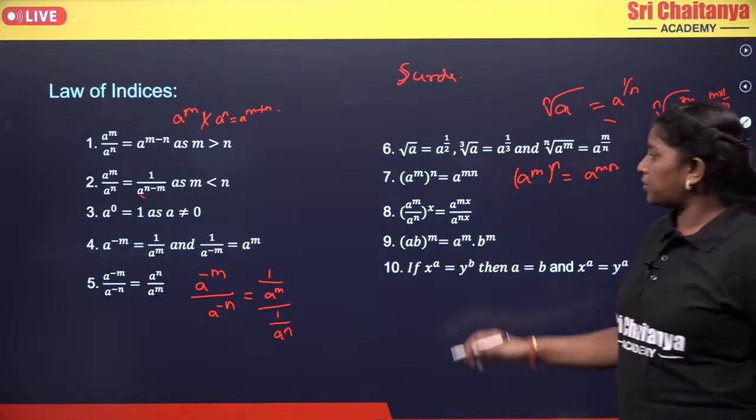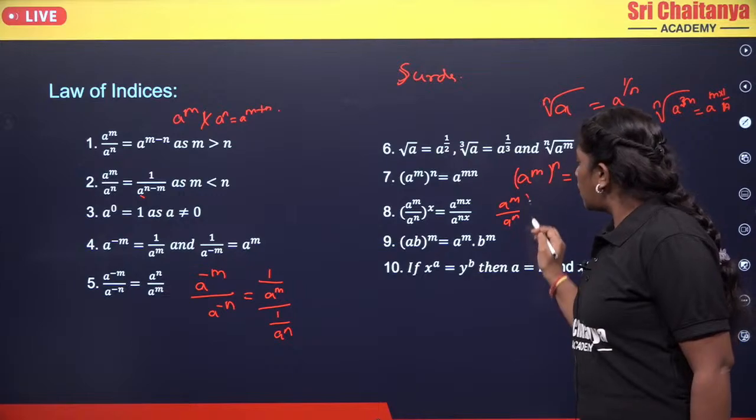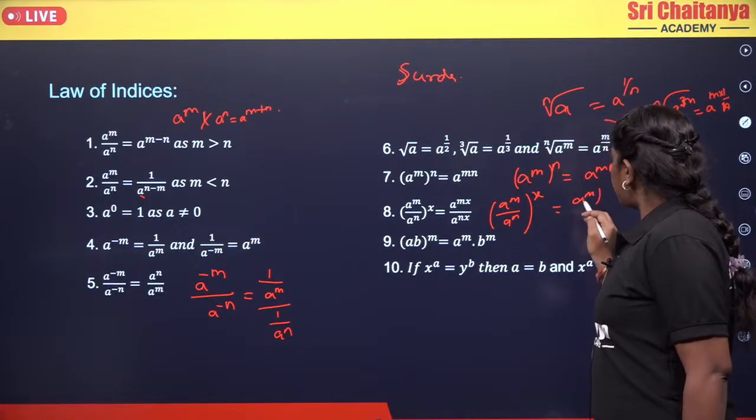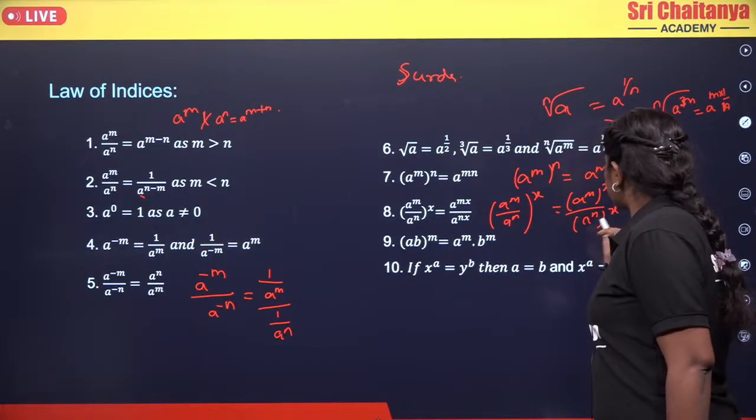Okay, now coming to here, if we are having (a to the power m by a to the power n) whole to the power x, it means we can write it simply as (a to the power m) whole to the power x by (a to the power n) whole to the power x.